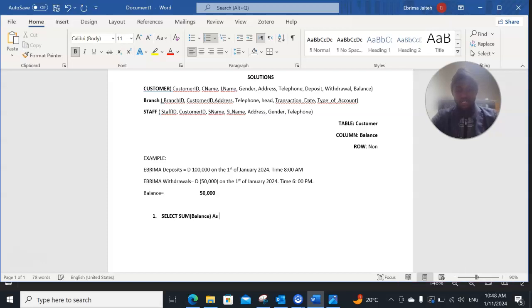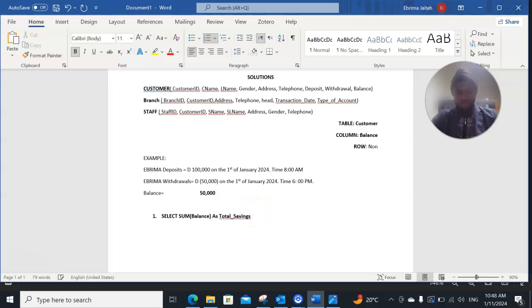Now, when you sum this, you want to give a name to this amount. For example, if the balance is 50,000, it will be written on top like this: balance equals 50,000. So anyone that comes will know that this balance is 50,000. That's why we say as something. As what? As total savings. So 50,000 will be represented as the total savings. But if I don't put anything here, it will be like EXPR001 50,000, so you will not know what this is actually about.